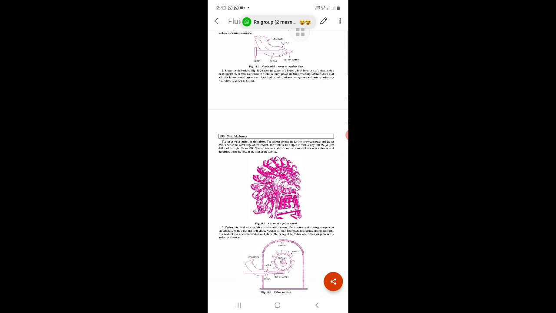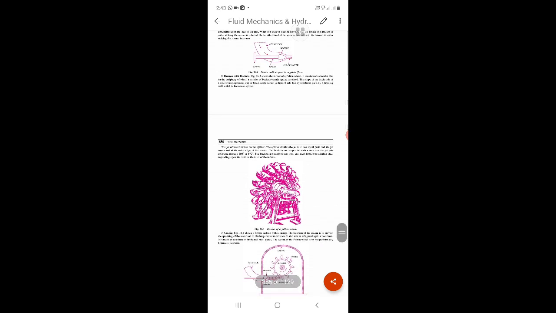The jet of water strikes the splitter. The splitter divides the jet into equal parts. The buckets are shaped such that the jet is deflected through 160 degrees. The buckets are made of cast iron, cast steel or stainless steel.